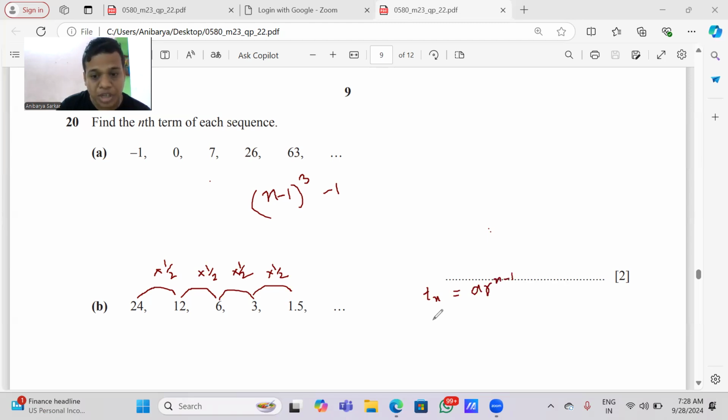So tn means the nth term, which we have to find out. A means the first term. What is the first term here? Here the first term is 24. So write down 24. Into r, and r means common ratio. Common ratio is half. So I'm writing here half to the power n minus 1. So this is the answer. In geometric progression, it is common ratio. So in the place of r, I am substituting 1 by 2. So 24 into 1 by 2 to the power n minus 1 is the nth term.